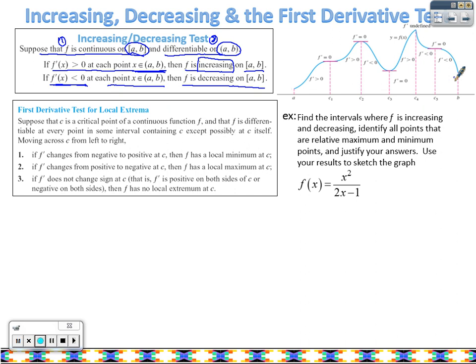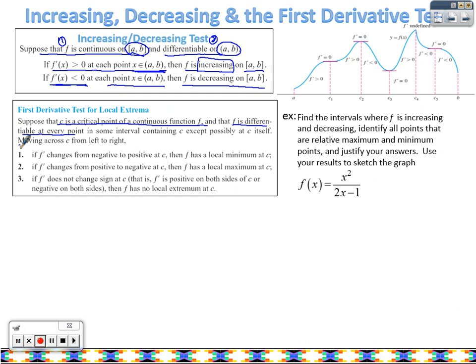Sometimes I'm not able to use the first derivative test, and then I have to fall back to the second derivative test, which we will learn in a day or so. But this one, first derivative test. So let's talk about it. Suppose that we have a critical point. c is a critical point of a continuous function, and it's differentiable at every point. Okay.